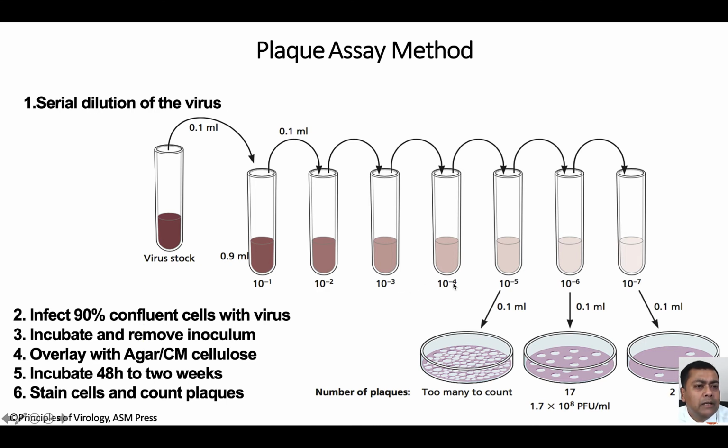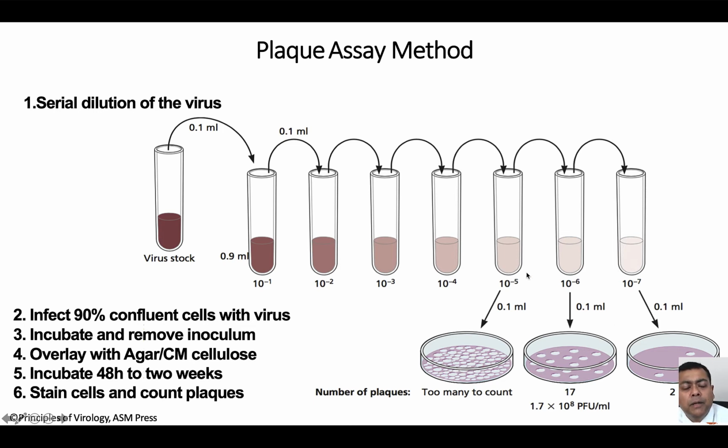And then 1,000, 10,000, 100,000, then you have 1 million, and then you have 10 million fold dilution from here. So you just serially dilute that. Sometimes you may have to go even to 10 to the power minus 14 or 15 samples, if you have a very, very concentrated viral sample.